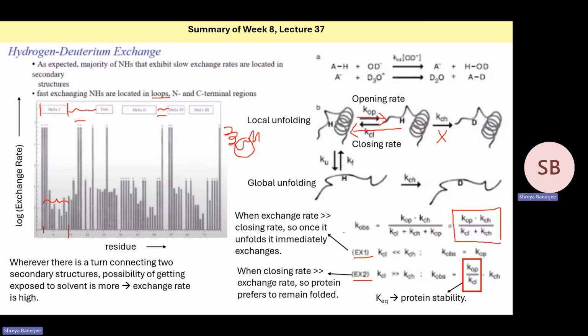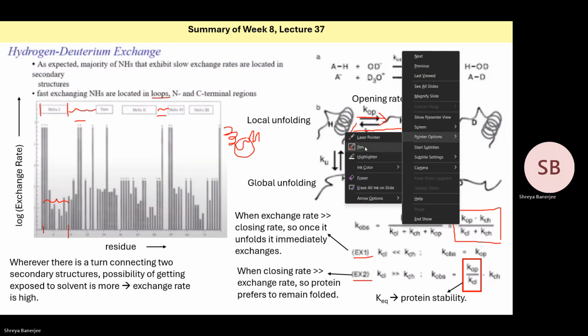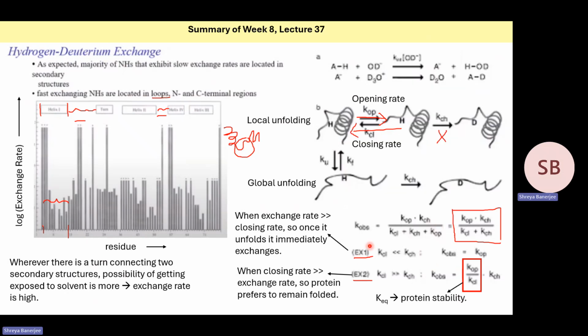K observed, of the exchange rate, is K opening, the forward reaction of the local unfolding, into K exchange divided by K closing, the backward reaction, plus K exchange. Now, if you have the EX1 condition where K closing is much less than K exchange, you can ignore this term, and K exchange will cancel out. You will have only K opening. So K observed is the K opening rate.